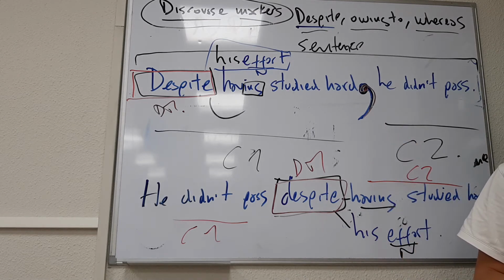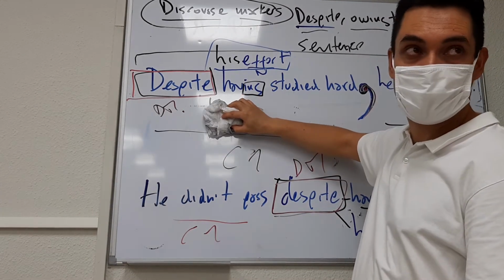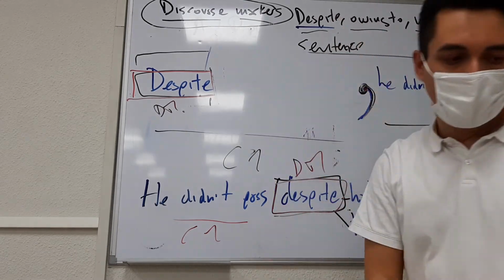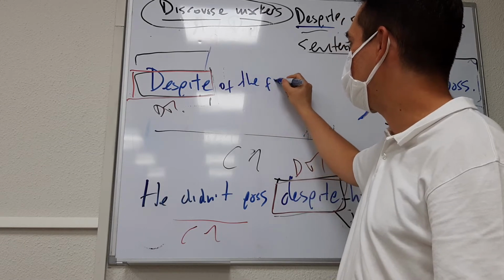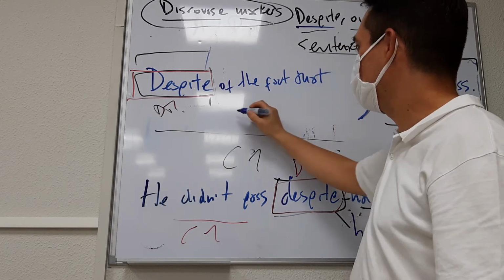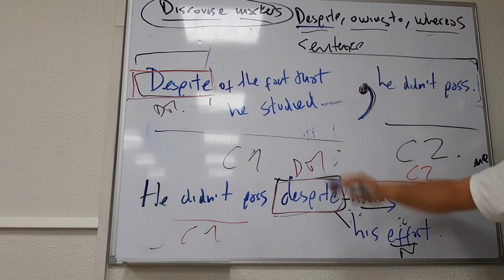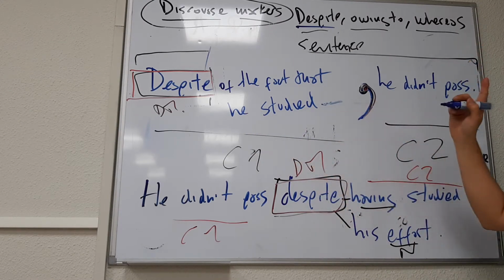So far so good? Yeah. Can I use "the fact"? Despite of the fact that, yeah, that would be rephrasing. Let me rephrase it for you, okay? May I erase this? I'll take that as a yes. Despite of the fact that he studied, he didn't pass. Okay. Despite of the fact that he studied, you know why you need this?